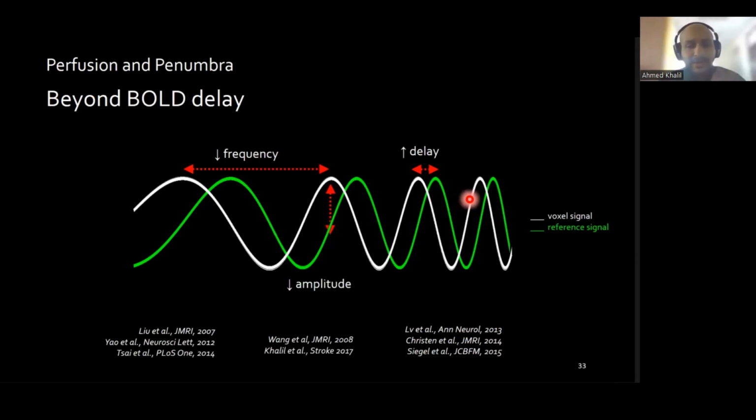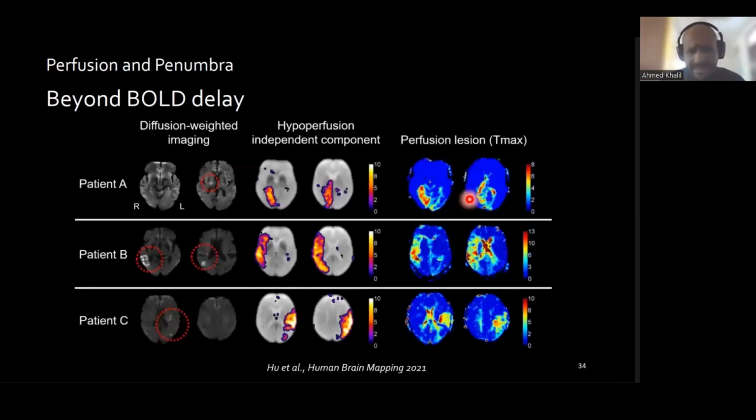And so in this next study, we tried to see if we can take advantage of all these changes in order to help us visualize blood flow using BOLD-based imaging, so resting state fMRI, even more. So this is from one of our more recent studies. Each of these rows is an acute stroke patient. On the right side here, you see the perfusion lesions detected using Tmax, so DSC MRI-based perfusion parameters.